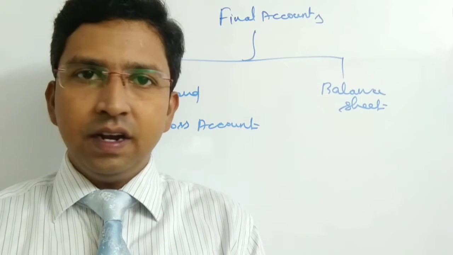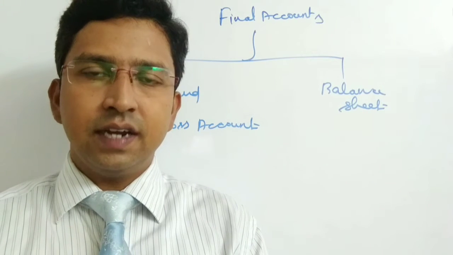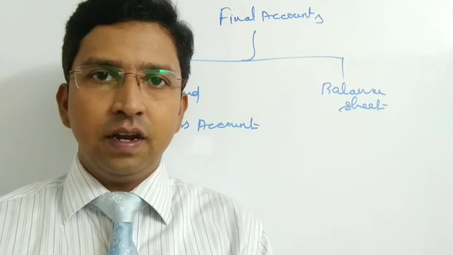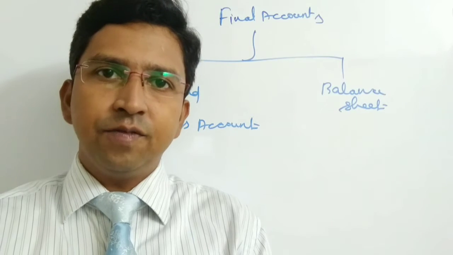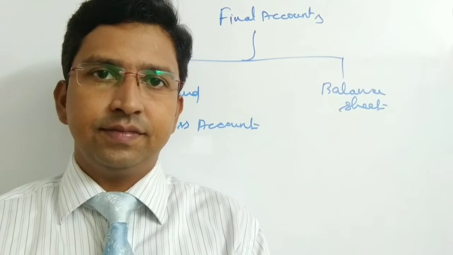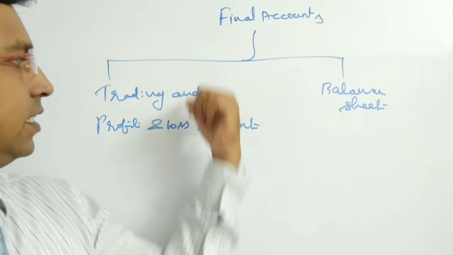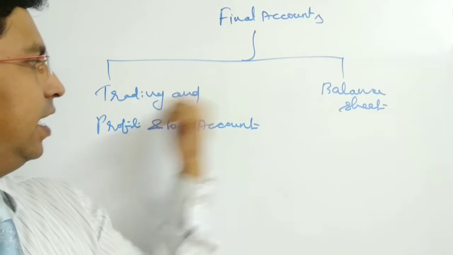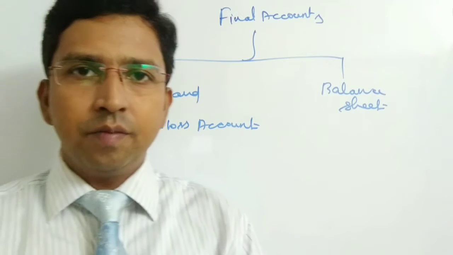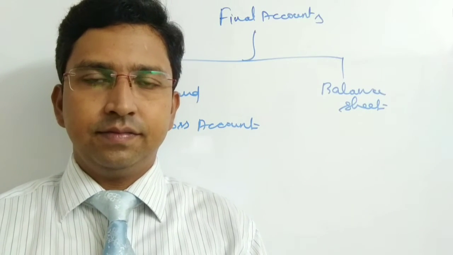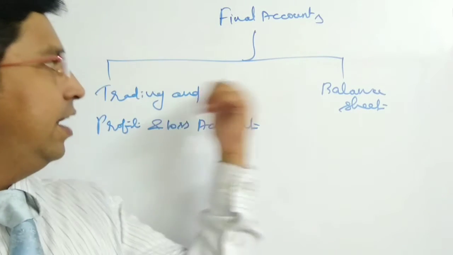Usually nominal accounts are closed at the end of the financial year and nominal account ledgers are not carried forward to the next year. So nominal accounts' closing balances are placed in these two accounts. Trading and profit and loss accounts are prepared one after another. So at the very first, the trading account is prepared.